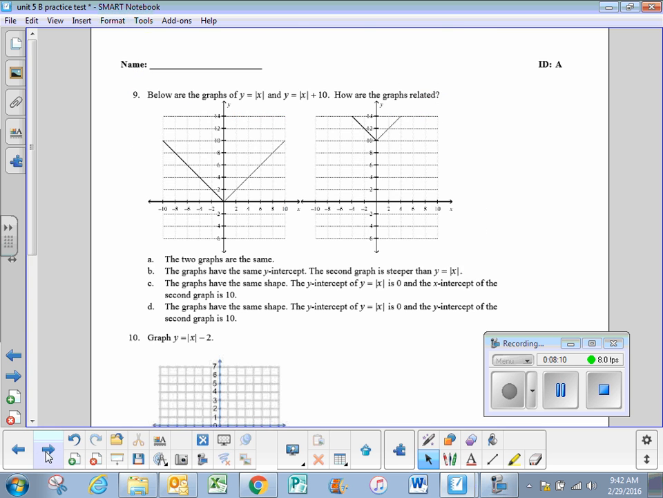Okay, just to follow up to what we just finished. This was a good question. Below are the graphs y equals x, absolute value of x, and then absolute value of x plus 10. We learned that this moves the parent function up 10 units on the y-axis. So are these two graphs the same? No. Do the graphs have the same y-intercept? No. Do the graphs have the same shape? Yes. Do they have a y-intercept of 0 and 10? Yes, but this doesn't say y-intercept. A lot of you actually didn't read closely enough and recognize that this one says x. This one says y, and therefore this is the right answer, D. Yeah. Number 10.